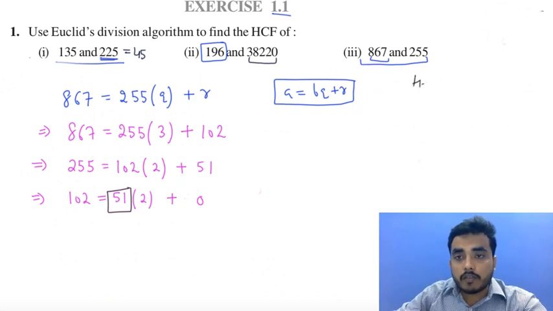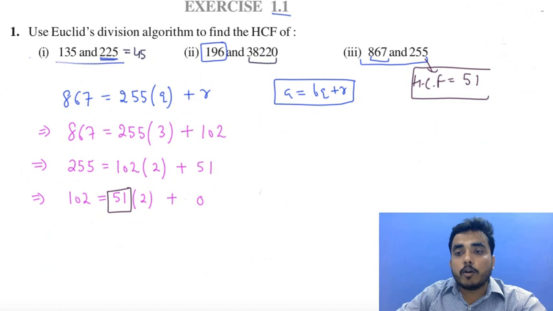So the HCF of these two is, इनका HCF कितना हो जाएगा अभी 51. So I hope students you become pretty clear how to solve HCF using division algorithm. Okay, now let's move to question number 2.